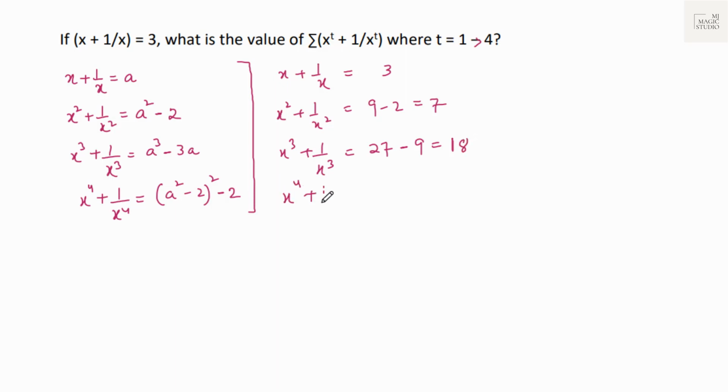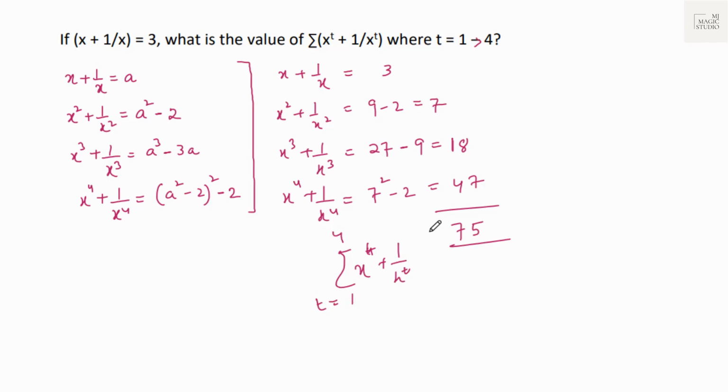And x to the power 4 plus 1 by x to the power 4 is 7 square minus 2, 49 minus 2 is 47. 50, 65 and 10, 75. So summation x to the power t plus 1 by x to the power t, where t equals 1 to 4, is 75. Type in the box given and move on.